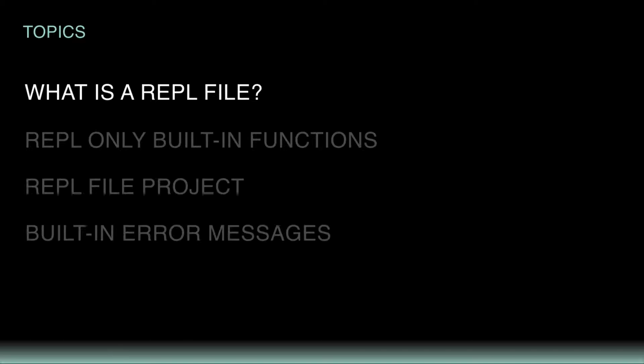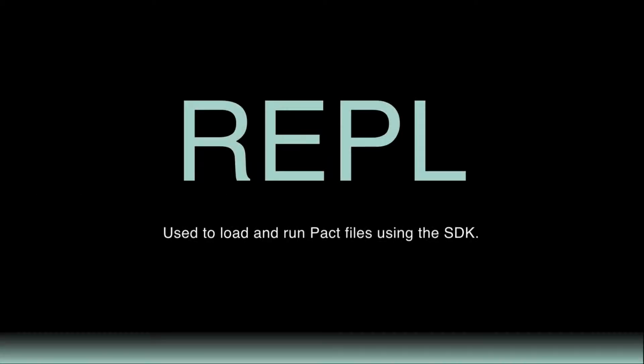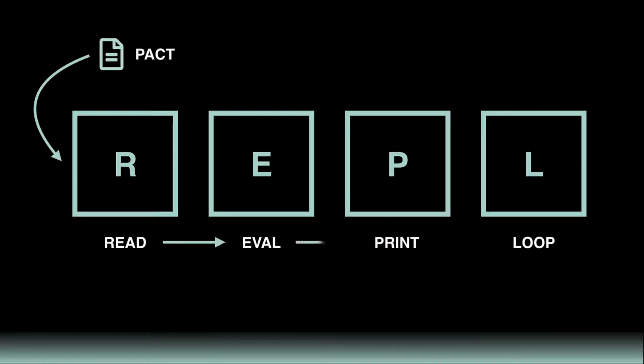First, what is a REPL file? REPL files are used to load and run Pact files using the SDK. REPL stands for Read, Eval, Print, Loop. This acronym refers to the idea that given a Pact file, a REPL file is responsible for reading, evaluating, printing, and looping through the code as needed to both run and provide the output of the Pact file.